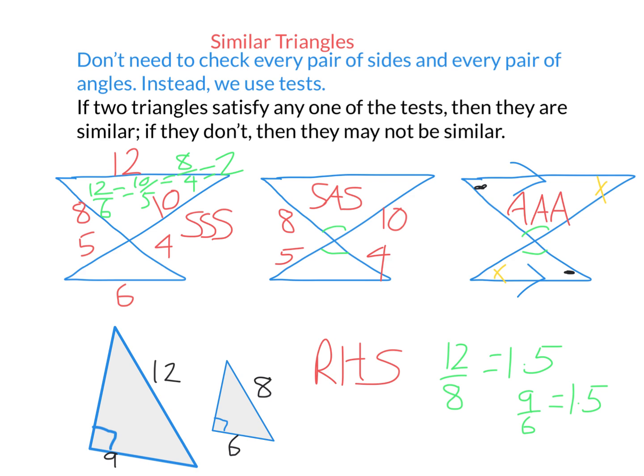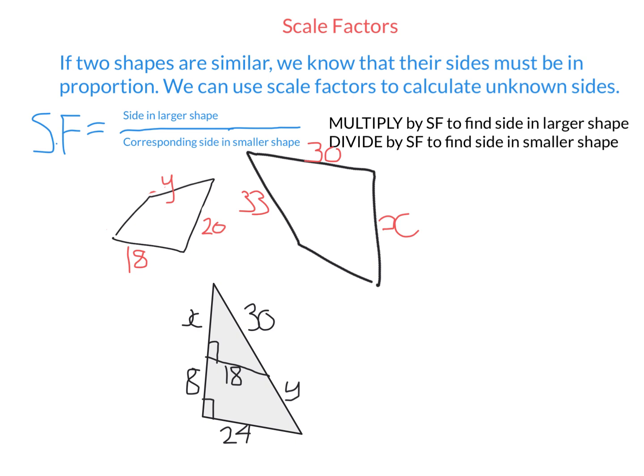All right, let's now look at using scale factors to find unknown sides. So we know that if two shapes are similar, their sides are in proportion, and we can use this to calculate unknown sides. So in order to calculate unknown sides, you first have to calculate the scale factor, which is the side in the larger shape, divided by the length of the corresponding side in the smaller shape. You then multiply or divide by the scale factor, depending on whether you're finding a side in the larger or smaller shape. So that probably doesn't make a lot of sense. Let's go through some examples, and hopefully it does.